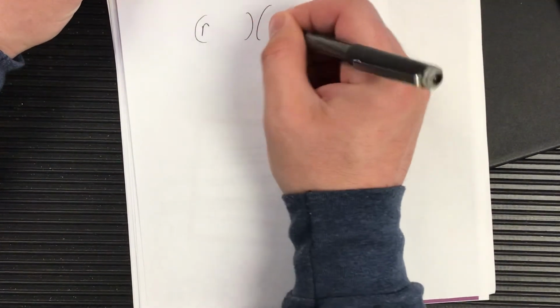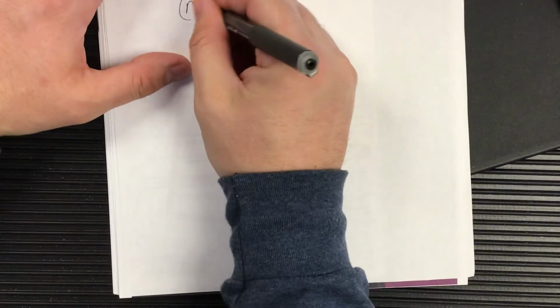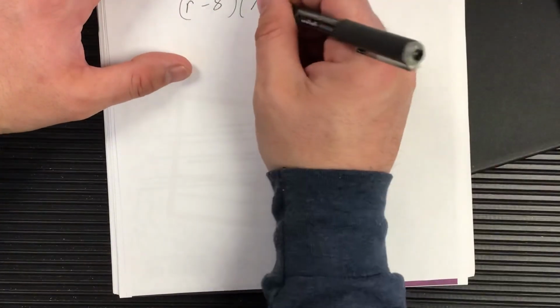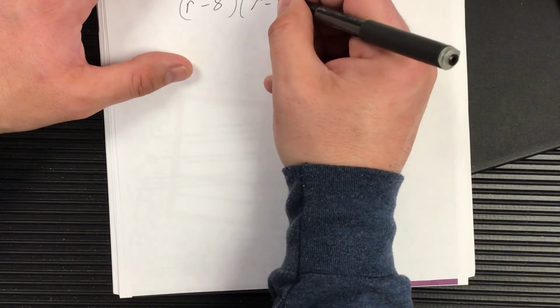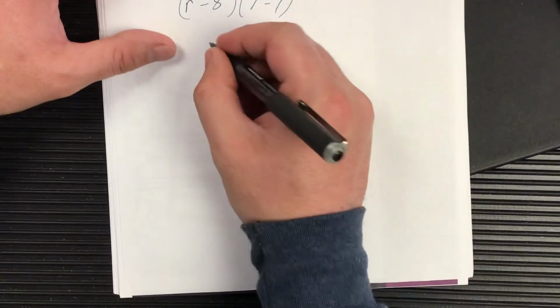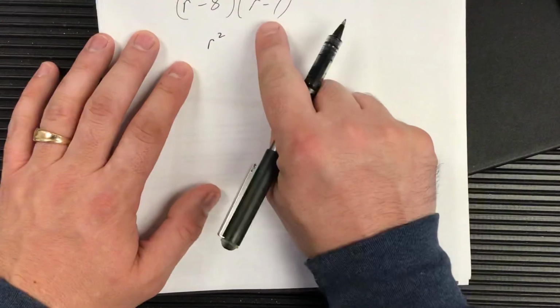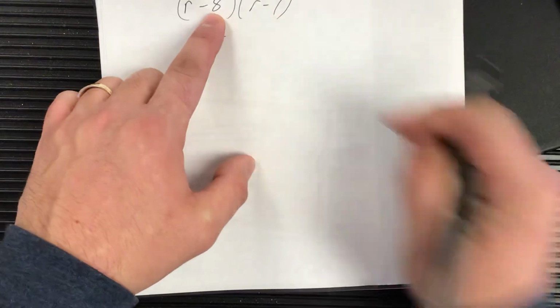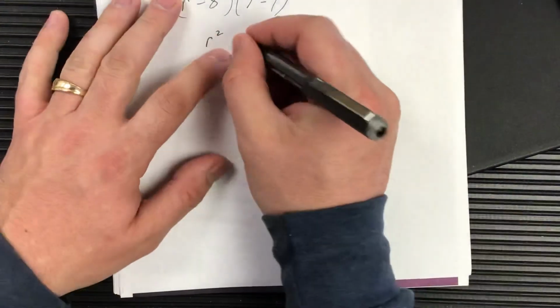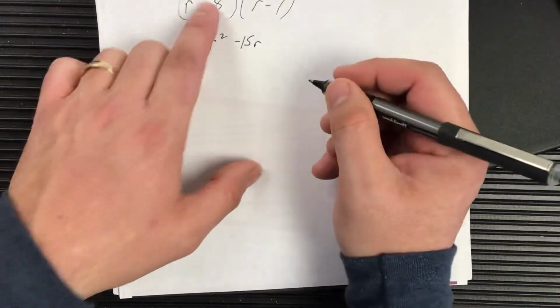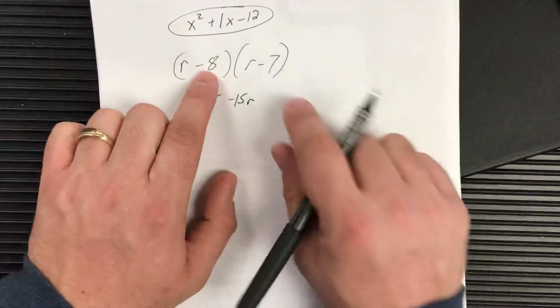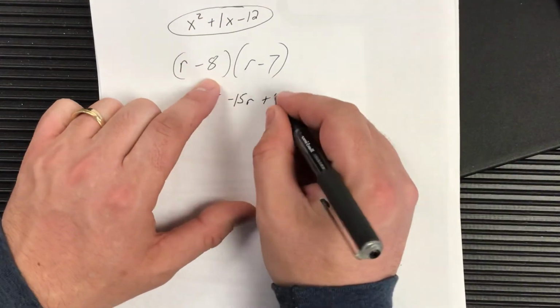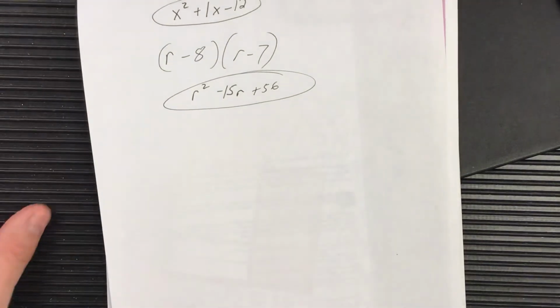Okay, so once again, here's another example. I'm going to choose R. I can choose whatever numbers I want. I'm going to make this one a little harder. I'm going to go -8 and -7. So R times R is, of course, R squared. What is -7 plus -8? -15. R. What is -8 times -7? +56. So here's what I'm going to give my partner. Say you figure it out.